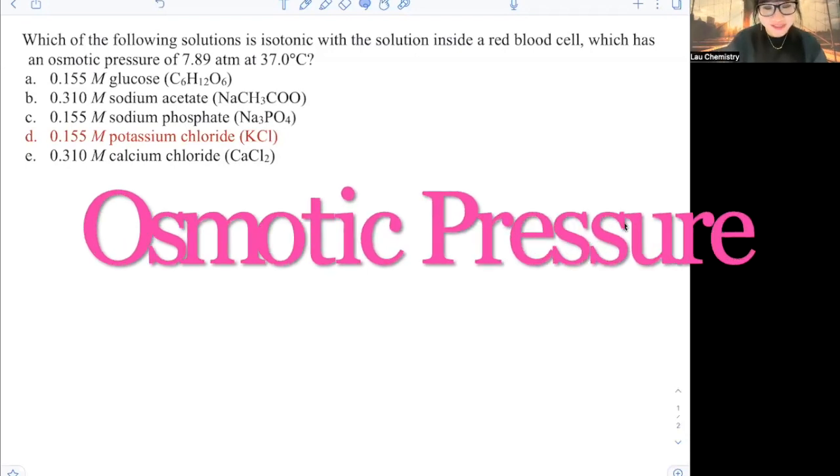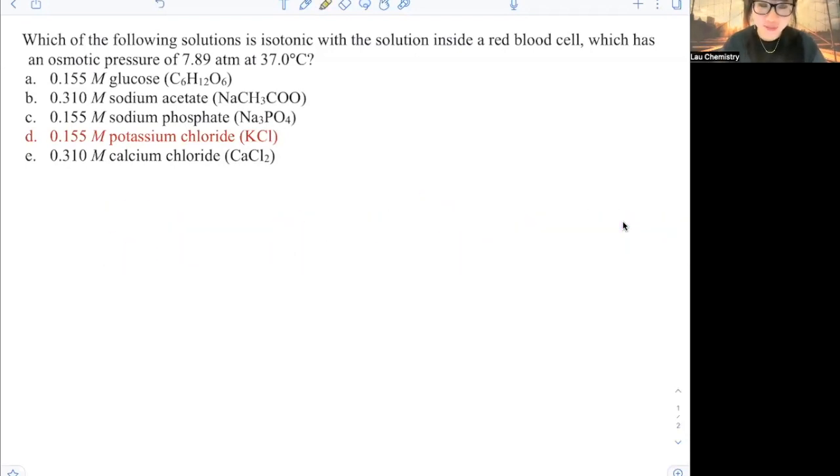For this video, we'll be looking into another question about osmotic pressure. If you look at this one, the question is asking which of the options has an osmotic pressure of 7.89 atm at 37 degrees C. So we need to find out from which choice, which solution will exert or give us this 7.89 atm as the osmotic pressure.